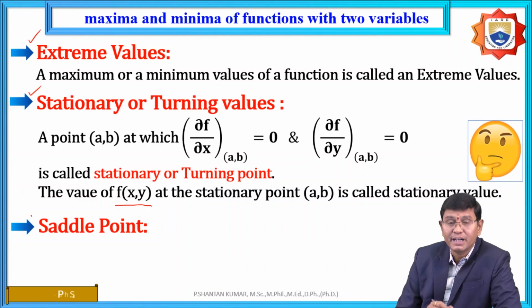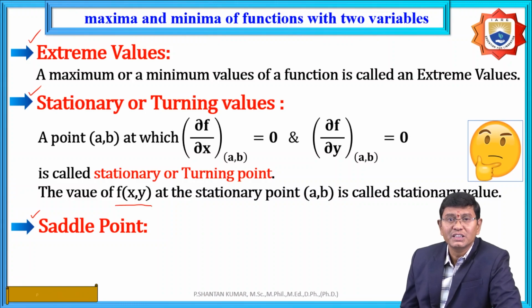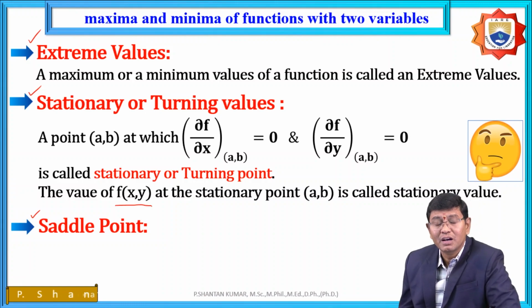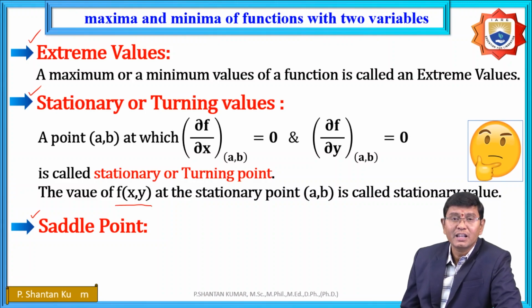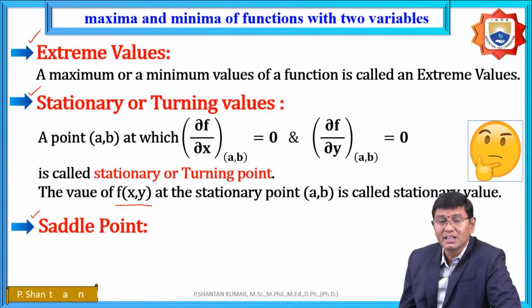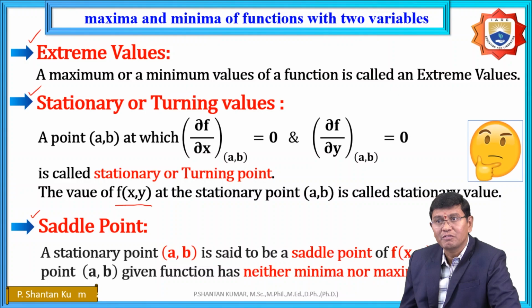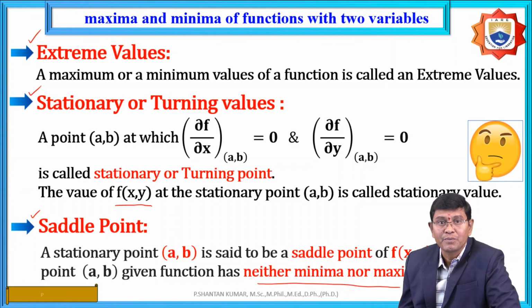And further, we need to remember what the saddle point is. The saddle point is where the function has no maxima and no minima. That means neither a maxima nor a minima of the given function is said to be a saddle point. That is the meaning here. A stationary point a comma b is said to be a saddle point of the function f of x comma y if at the point a comma b the given function has neither a maxima nor a minima. That is known as a saddle point.